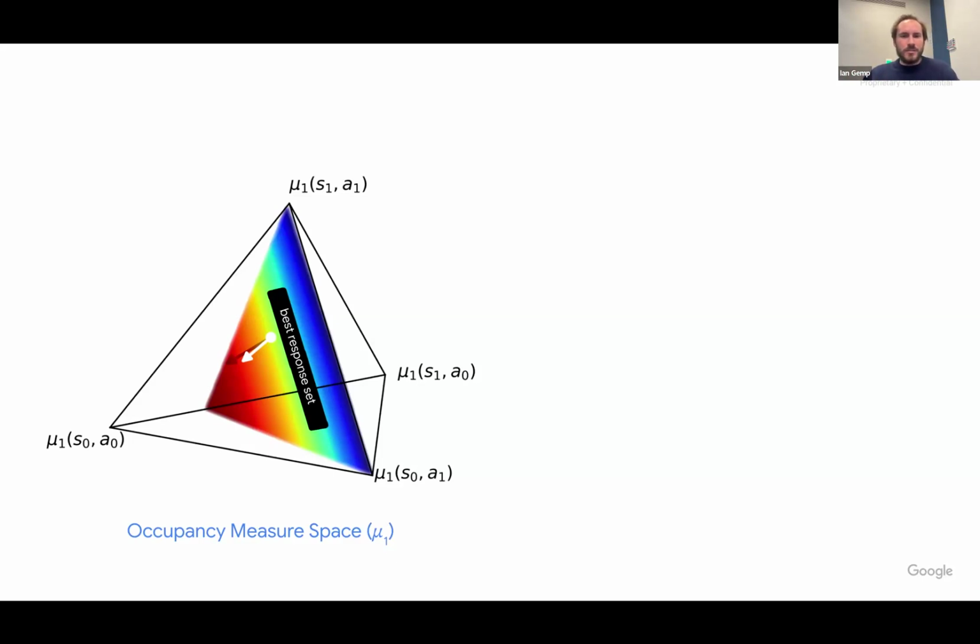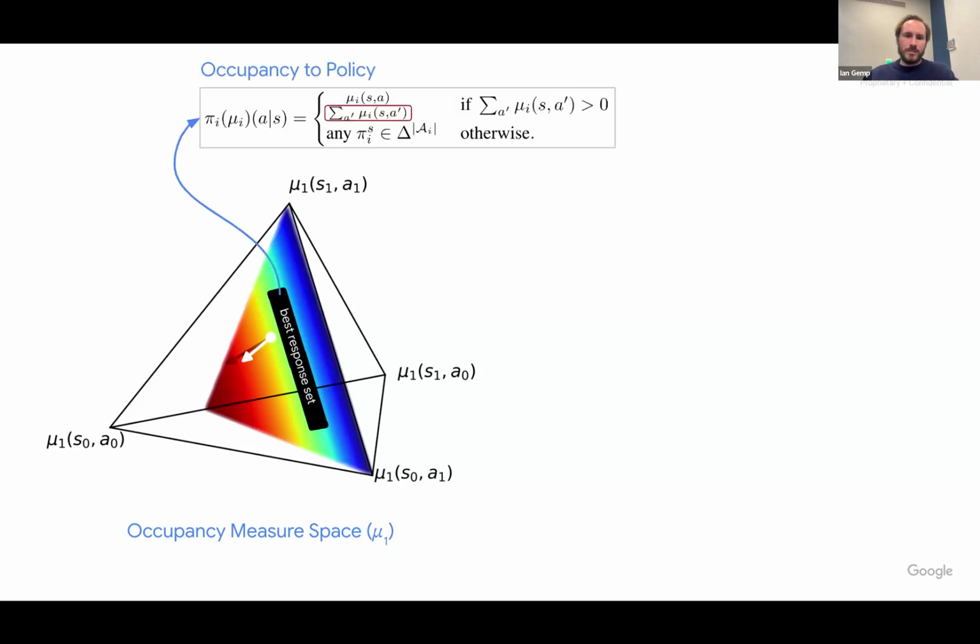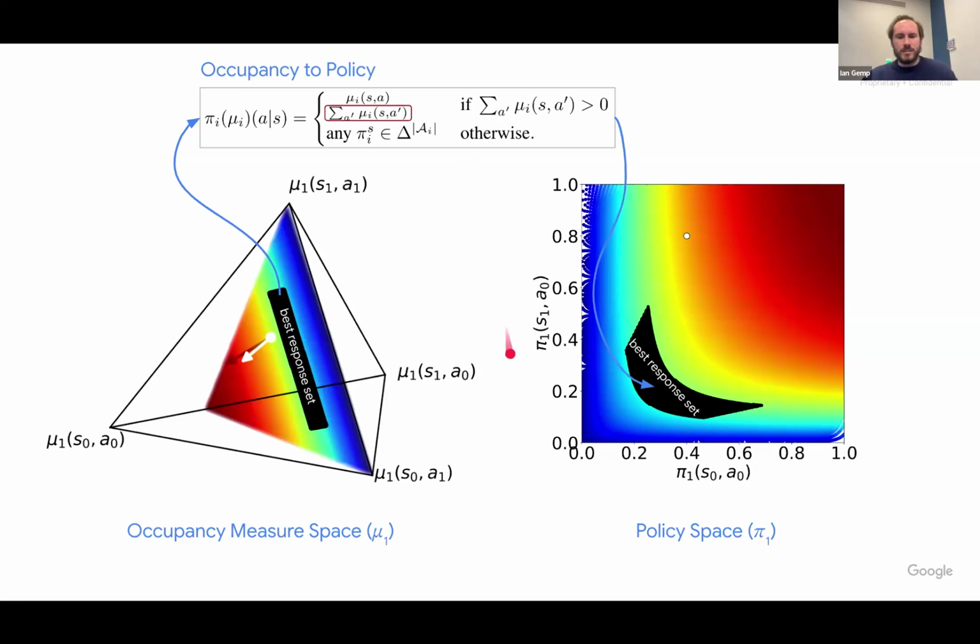Okay, so that's just a picture of occupancy measure space. But what we're going to do now is think about what that looks like in terms of policy space. So we have this formula that takes us from occupancy measures to policies. And because we have to divide by occupancy measure in this denominator, it's going to be a nonlinear mapping. And so when we map to policy space, this is what that best response set ends up looking like. So it's no longer convex. It was convex before, which was nice. Now it's no longer convex.